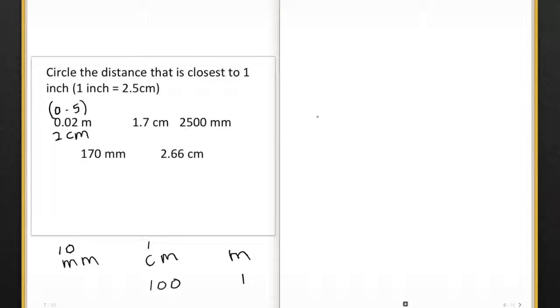The next one is 1.7 centimetres. Well, it's already the same, so we don't need to do anything to it, but we just need to see how far away it is from 2.5. Now, you're probably saying, well, I already know that it's further away than the 2 centimetres, so we don't really need to do this. But if you wanted to find out how far away it is, this is what you do. And it's 0.8 away. So obviously that's further away from 2.5 than 2.